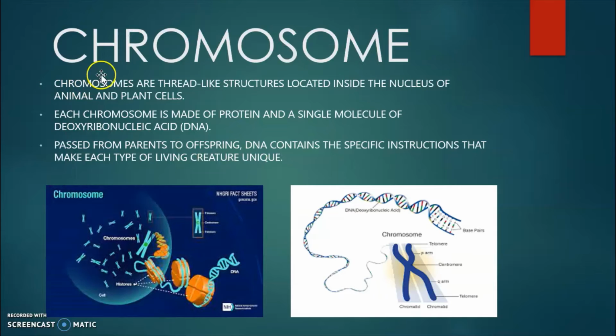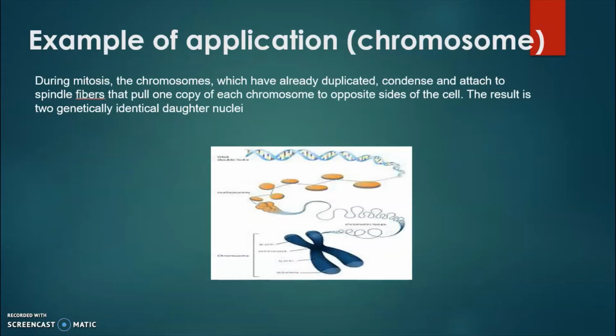Next, chromosome. Chromosomes are thread-like structures located inside the nucleus of an animal and plant cell. Each chromosome is made up of protein and a single molecule of deoxyribonucleic acid. It is passed from parents to offspring. DNA contains the specific instructions that make each type of living creature unique. So as an example of application, during mitosis, the chromosomes which have already duplicated condense and attach to spindle fibers that pull one copy of each chromosome to opposite sides of the cell. The result is two genetically identical daughter nuclei.